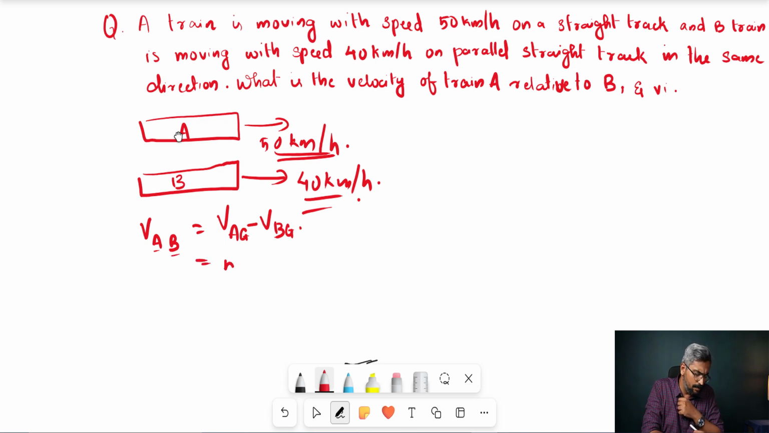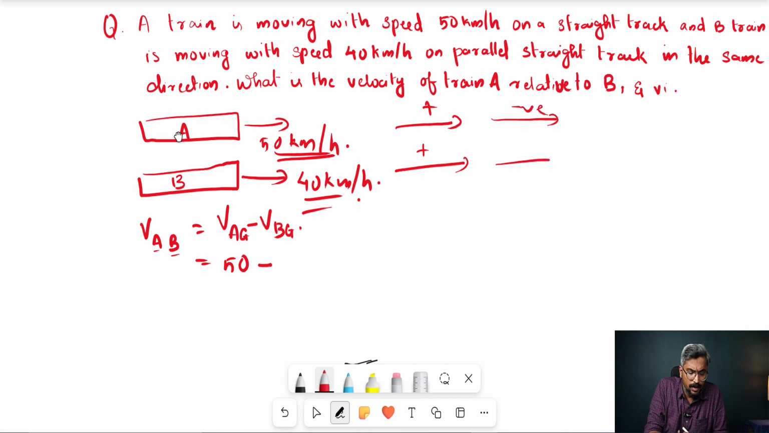So VA is nothing but 50 minus. Okay, one more thing I want to say. If I'm saying that this direction is taken as positive, then definitely the second train is also moving in the same direction, so it is also a positive value. You can also take it the other way around. That is, if you take this direction as negative, then this one will also be negative. The positive and negative sign indicates a direction. As these all deal with vectors, direction comes into play.